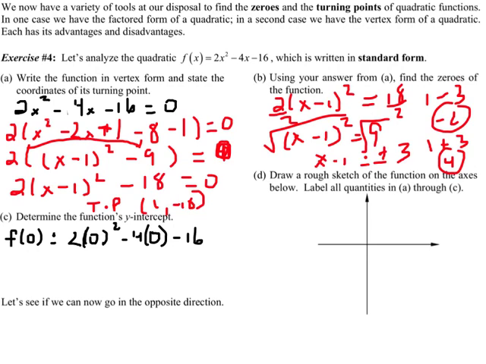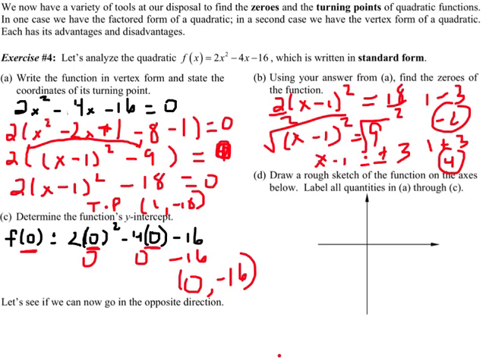Now in part C, they actually want us to find the y-intercept, which means we start with x is 0. And I plug 0 in wherever there was an x. And you'll notice that this thing just zeroes out here, this thing zeroes out, and I get a minus 16. So what's my y-intercept? 0, negative 16.